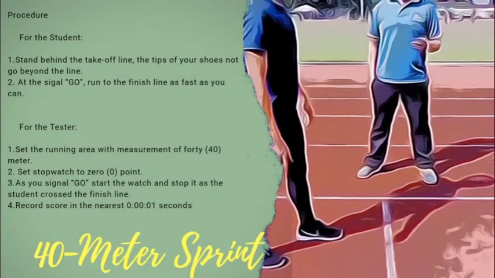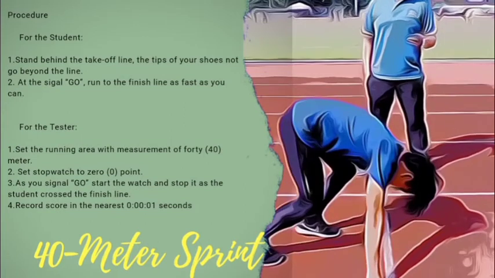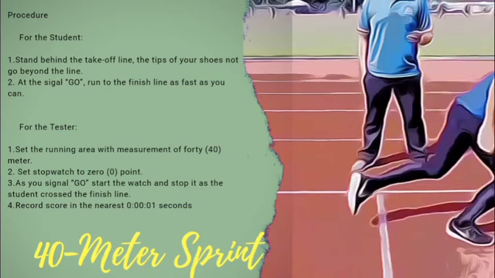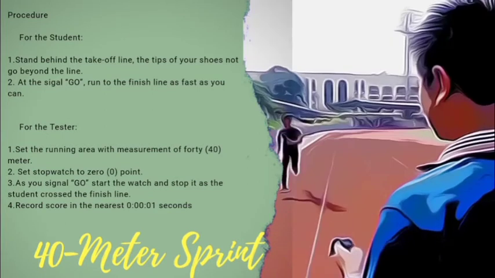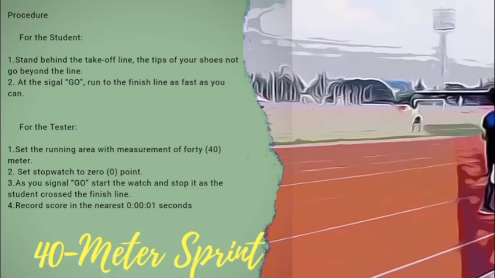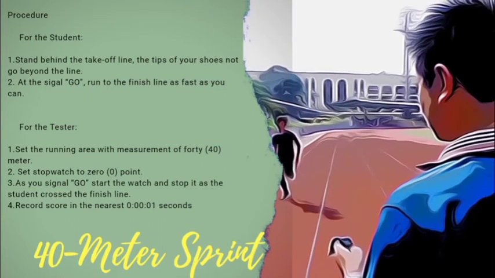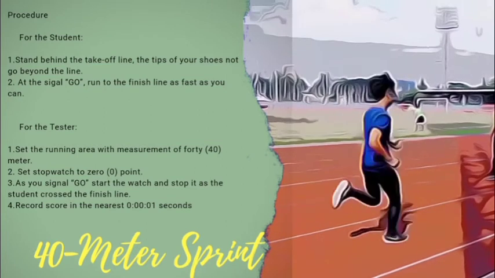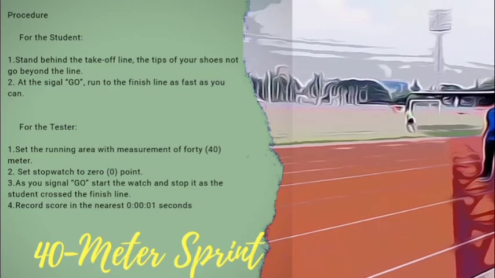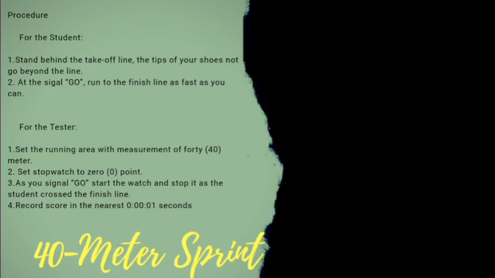For the performer, at the signal ready, stand behind the take-off line. The tips of the shoes should not go beyond the line, and assume a crouch position. At the signal get set, assume an uncrouched position, buttocks up, with both hands on the starting line. At the signal go, run to the finish line as fast as you can.